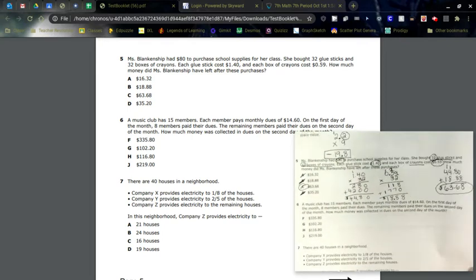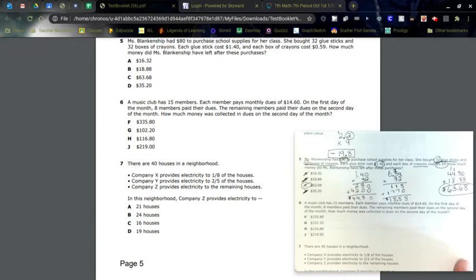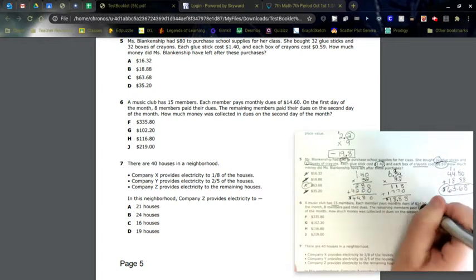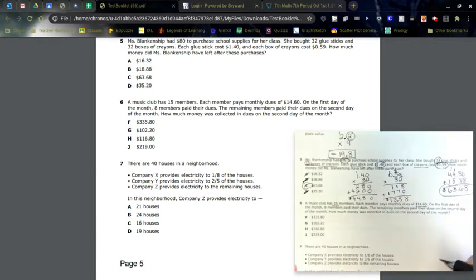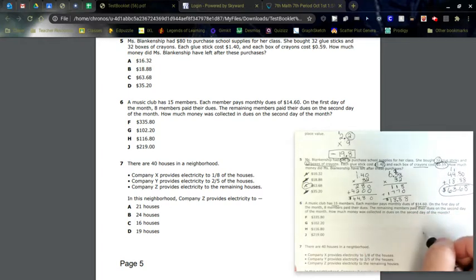Number 6. A music club has 15 members. Each member pays monthly dues of $14.60. So 15 members pay $14.60. So let's figure out how much that is total, right? No, we don't want to.